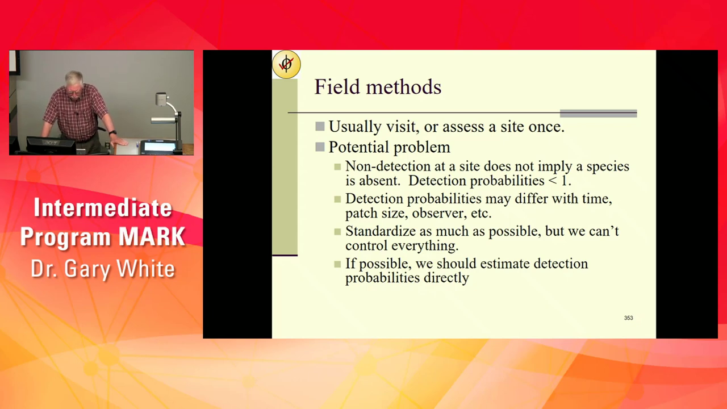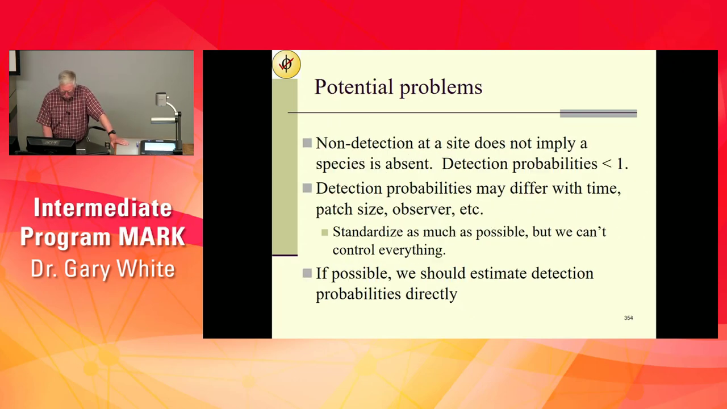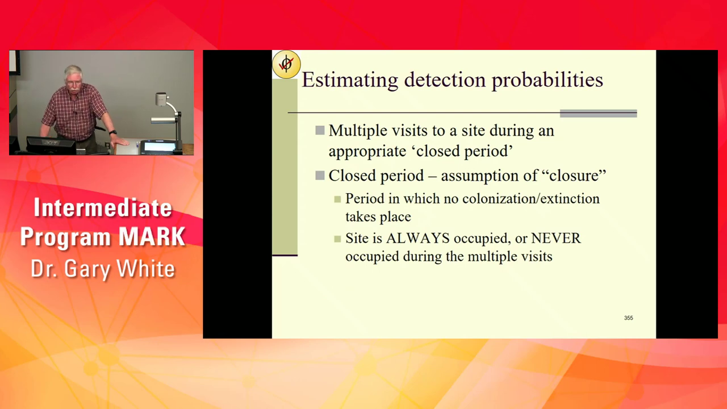Now, what this field method slide is showing is the way people used to approach this problem. They tried to get around it by only visiting once, but standardizing and basically saying they had pretty high probability of detection. Well, we know better than that now. Your probability of detection isn't nearly as high as you think. It can be, but anyway, non-detection of a site does not imply the species is absent. That's the big thing. Detection probabilities are less than one. All these slides are just getting at that point. So we estimate detection probabilities with these multiple visits.